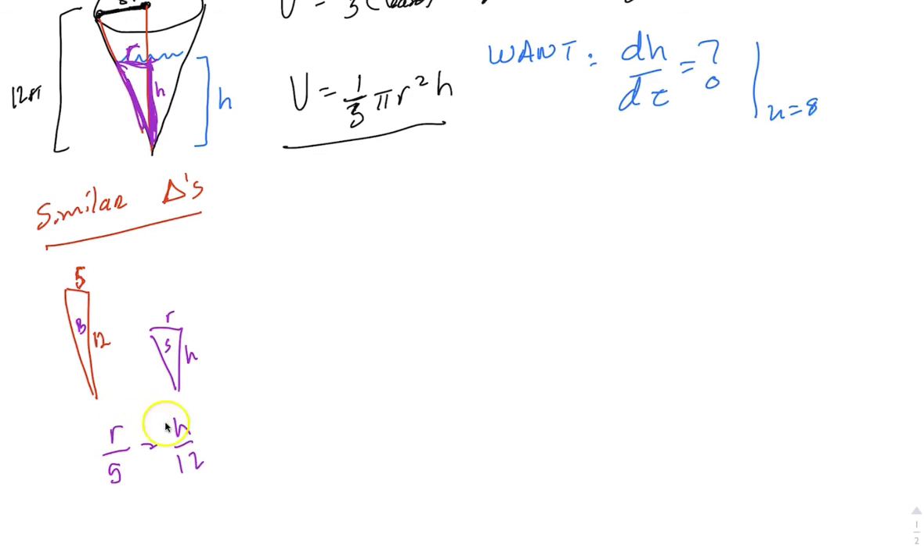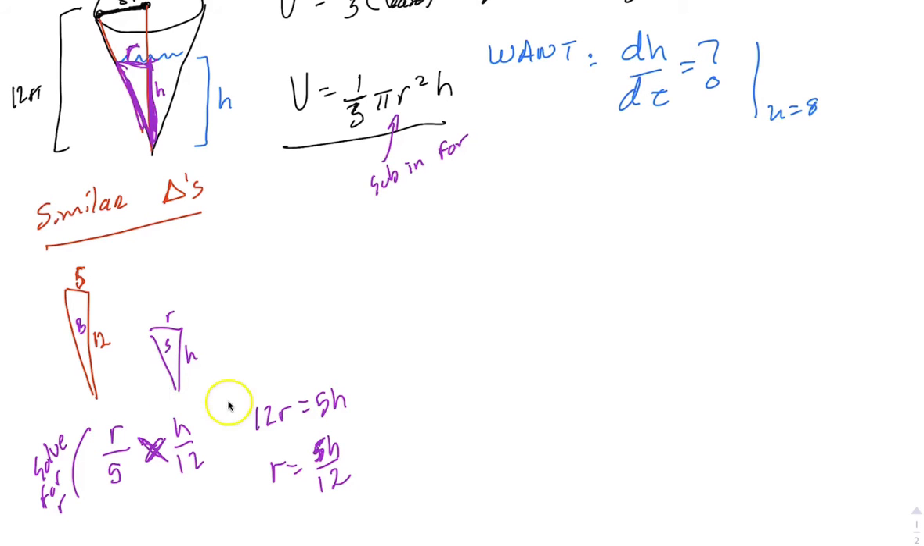And remember the whole point is that I want to get rid of that r. So I want to sub in for r, because you want to take a derivative with no r there. So what we can do here is we're going to solve for r. So I'm going to cross multiply. I'm going to get 12r equals 5h. I'm going to get r equals 5h over 12.